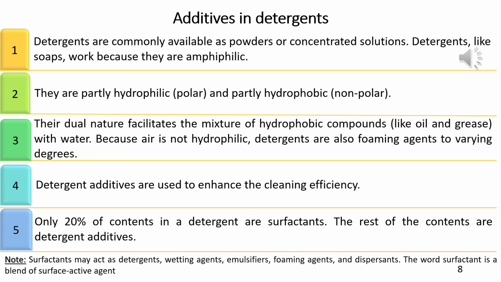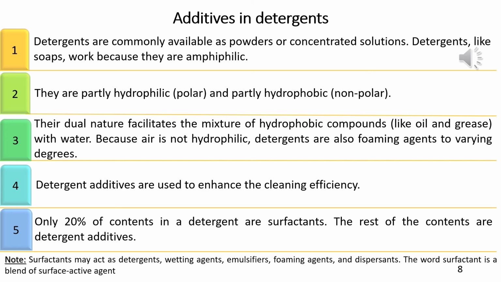Additives in detergents. So what are detergents and why do we add additives in detergents? Number 1. Detergents are commonly available as powders or concentrated solutions. Detergents, like soaps, work because they are amphiphilic. So detergents are commonly available in two forms: in the form of powders or in the form of concentrated solutions. So detergents work like soap, and how do they work like soaps? They work because they are amphiphilic.